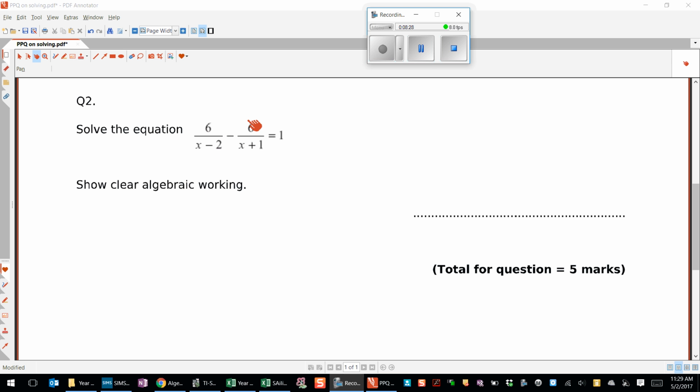Do the subtraction. Okay, we have to do that first. How do we do that? What do we need to have done? Make the denominators the same. So you've looked at that. If we take that separately, 6 over x minus 2 subtract 6 over x plus 1. How do you do that subtraction? How do we get the denominators the same? We'll put it in brackets. X minus 2 times x plus 1.